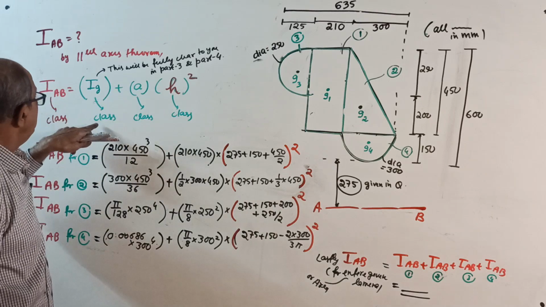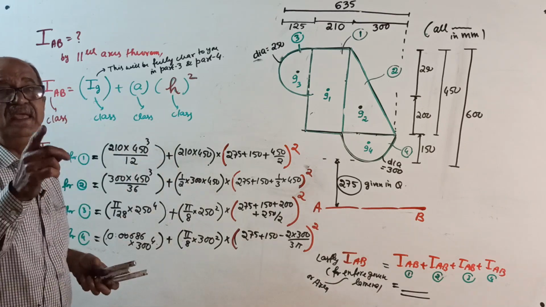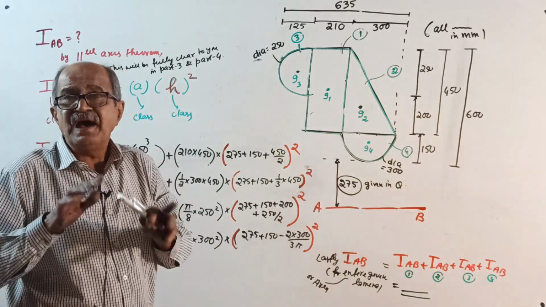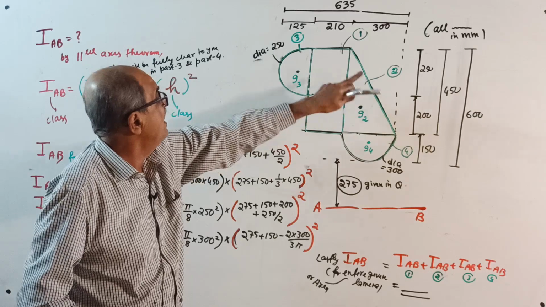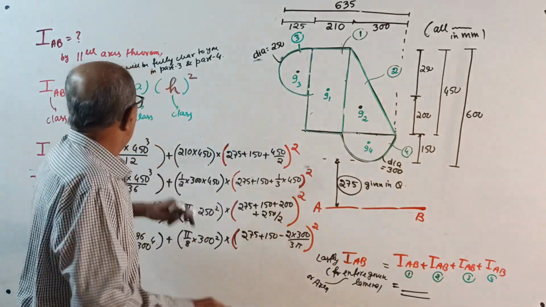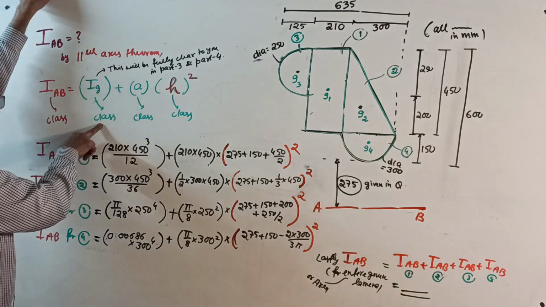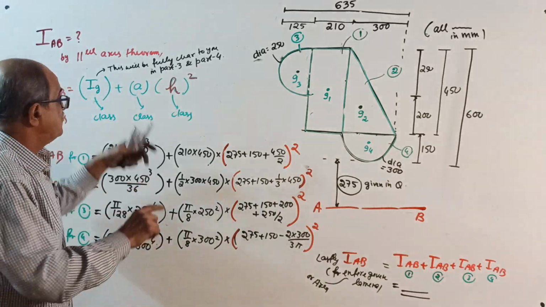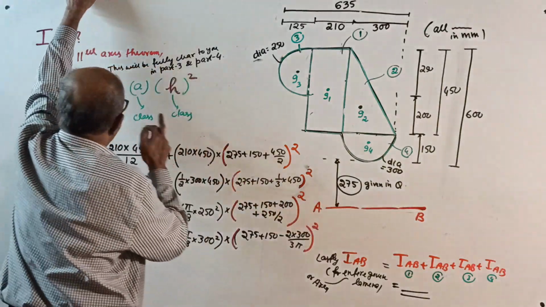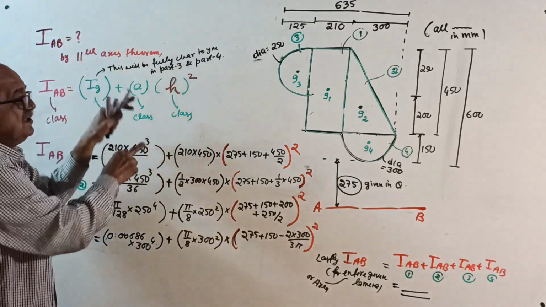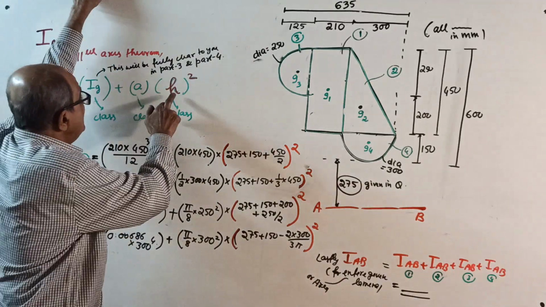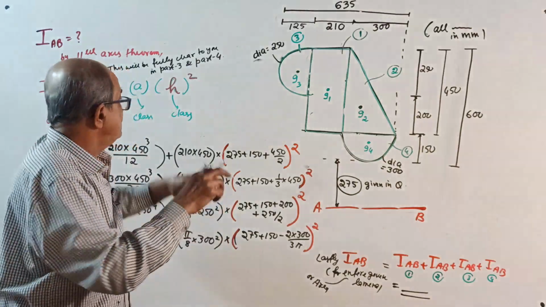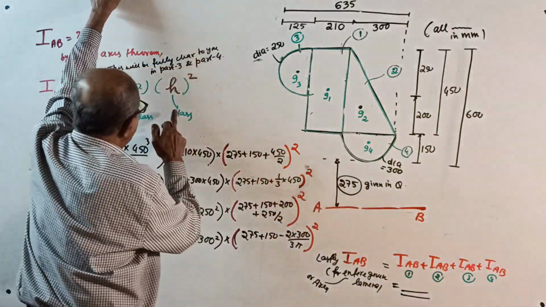IG is the moment of inertia of the area considered. At a time we are considering only one area: once the rectangle, then the triangle, then the semicircle, then again the semicircle. It is the moment of inertia of the area considered about an axis passing through its own centroid but parallel to AB. A is the area of that part considered. H is the perpendicular distance from the centroid of the component to the required axis, that is AB.